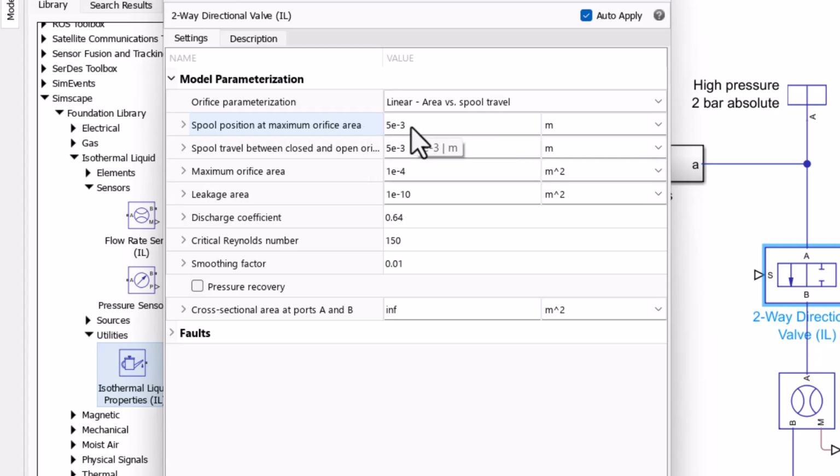So it means that if the signal coming into this component is equal to 5e-3 meters, which is 5 millimeters, then the valve is fully open. So I'm going to repeat myself. This value is the signal which is setting the valve 100% open. And the next value is corresponding to the value of signal for which the valve is 100% closed, or it is 0% open. So it is determining the fully closed valve.